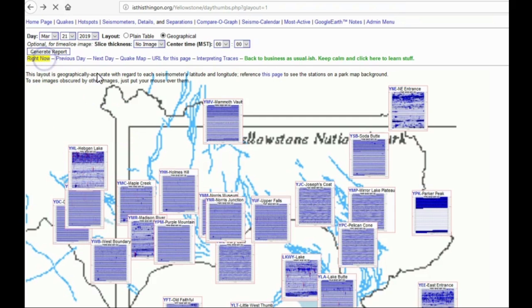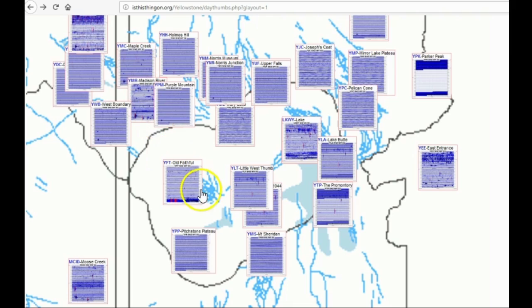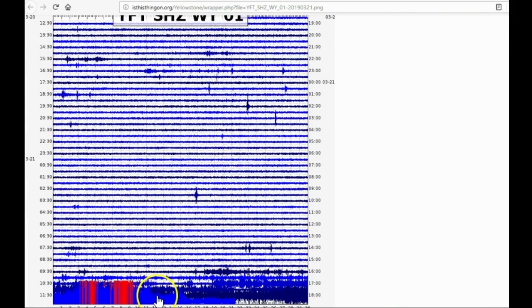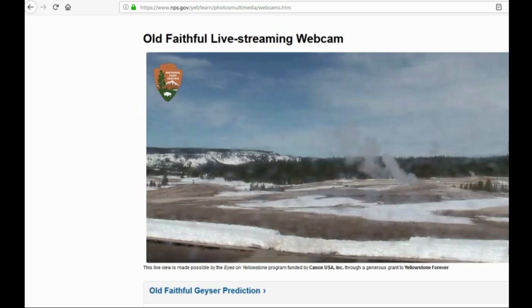Okay, let's go to Yellowstone just real quick, and then I'll talk about some of the other seismic activity. Now, what is this? Let's see, that's very interesting. At Old Faithful, maybe there's a big geyser going off. Let's see.